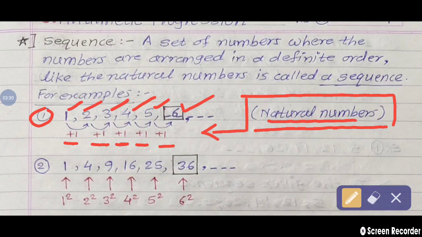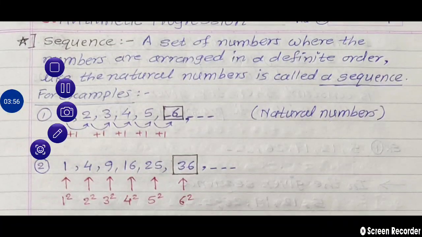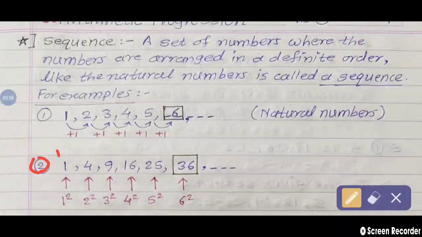Next, second example is 1, 4, 9, 16, 25. If we observe these numbers carefully, we know that all these numbers are perfect squares. Now see that. The first position number is 1. 1 is the square of 1. The second position number is 4. That is the square of 2.